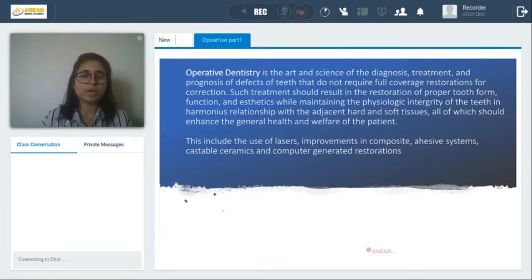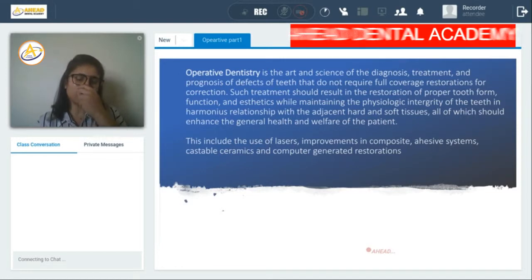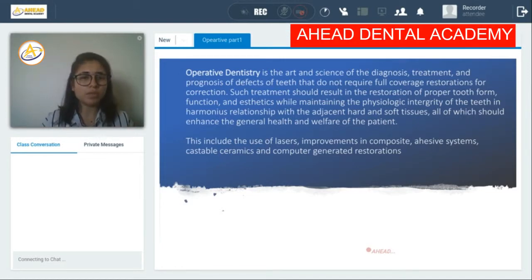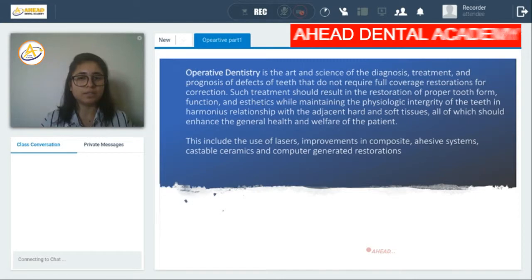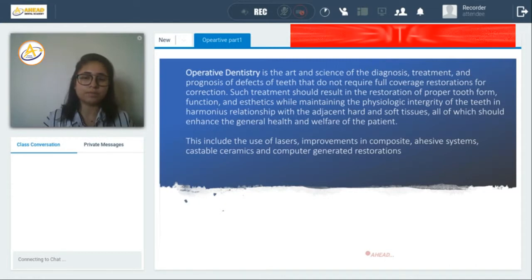So operative dentistry, in general, includes so much stuff that we cannot count. But on a small note, it includes the use of lasers, improvements in composite, adhesive systems, castable ceramics, and computer generated restorations. If there is any question while I'm giving the lecture, please, everybody is welcome to ask any question.